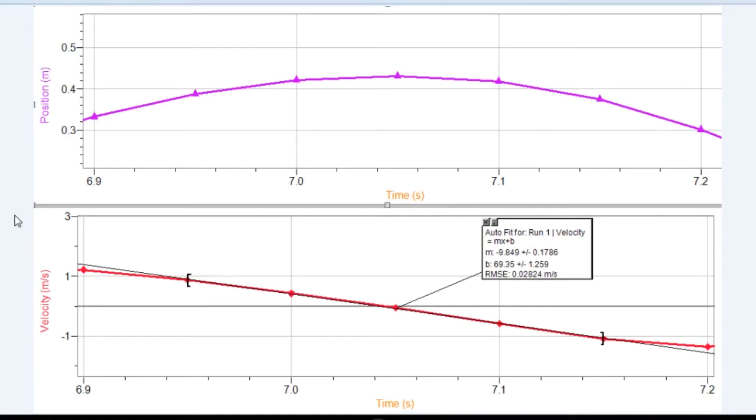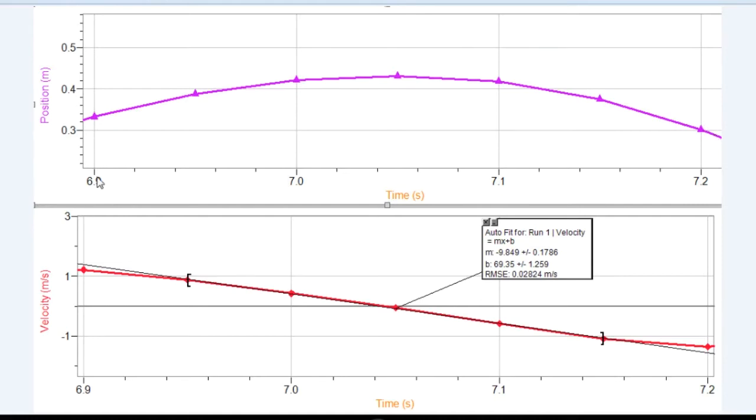So here are the graphs generated. We have position as a function of time, and we have velocity as a function of time. Looking at the position graph first, we see that it starts at about 32 centimeters above the sensor, and it flies up into the air to a maximum height of about 44 centimeters, and then back down to where it started from.